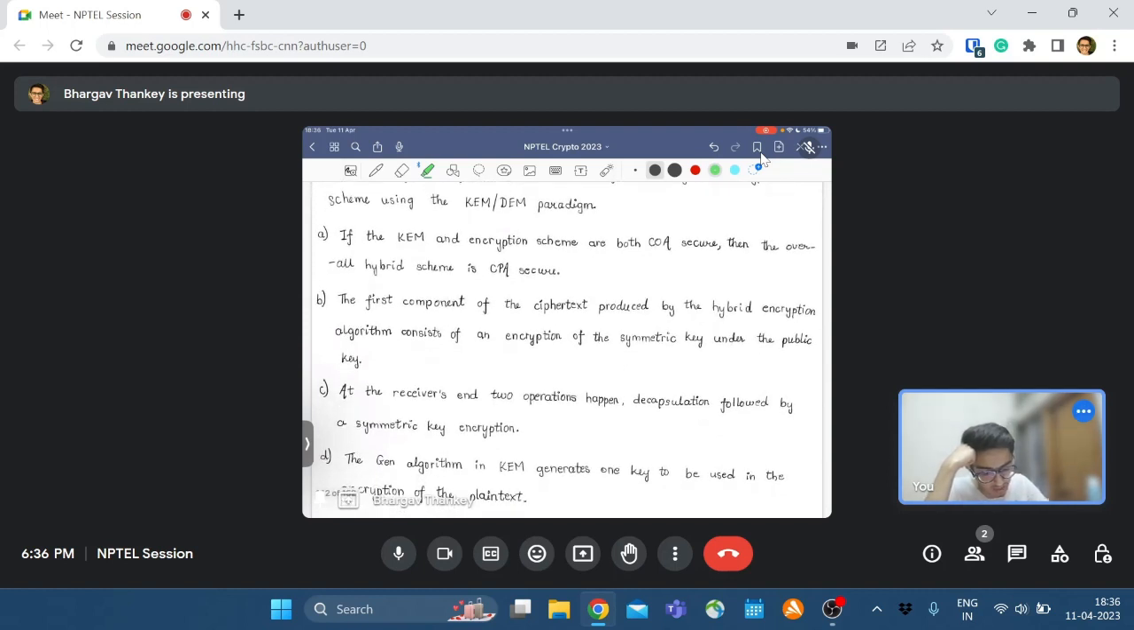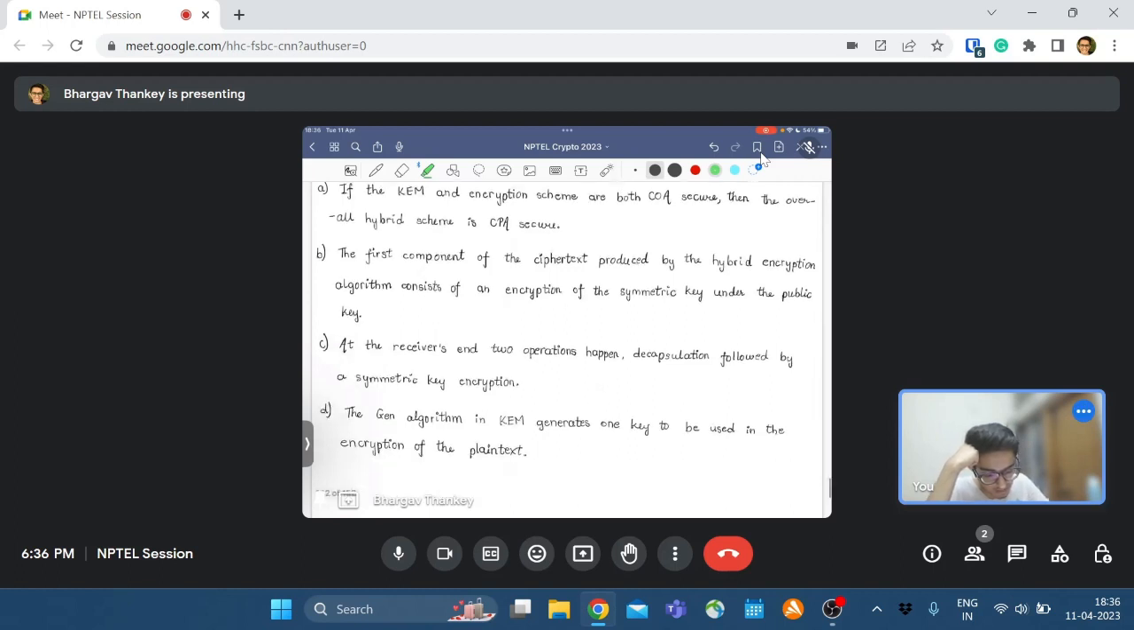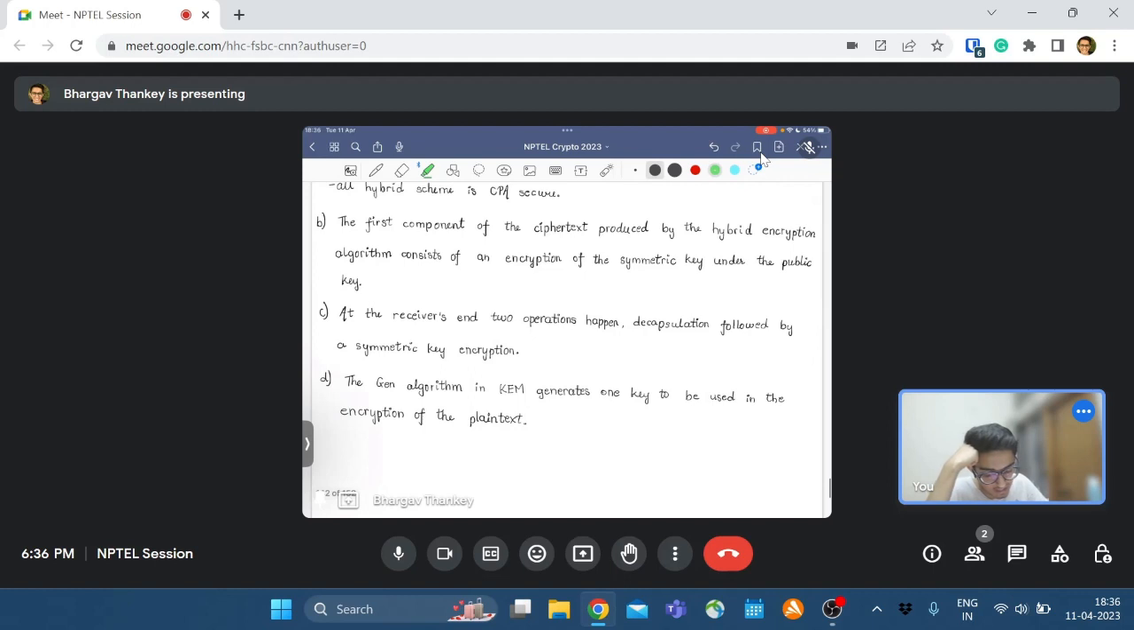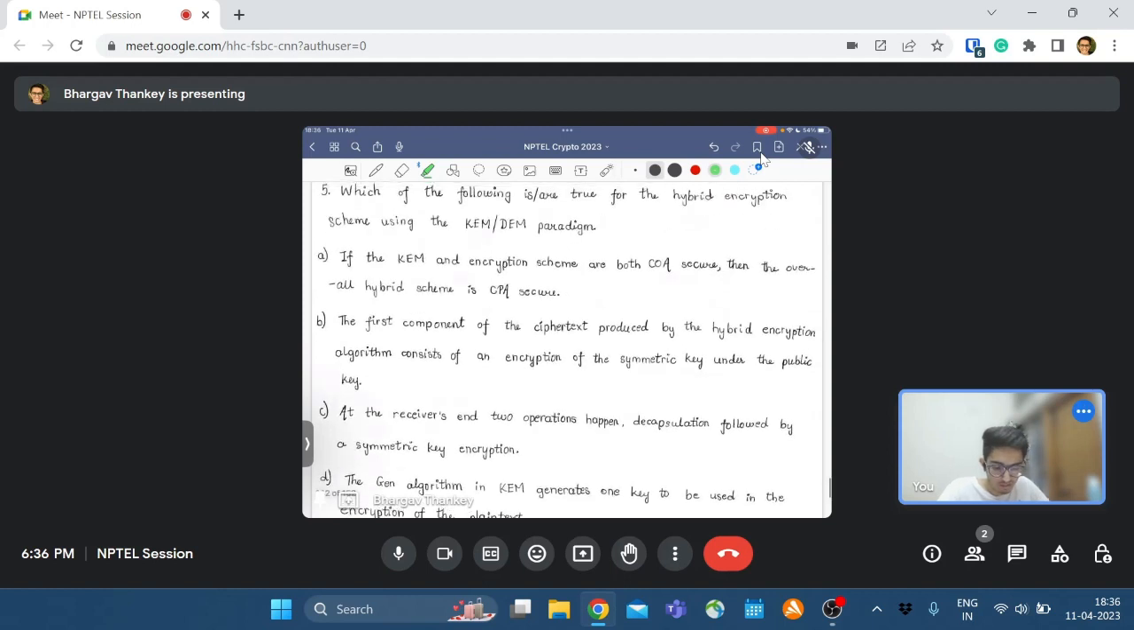Option B is the first component of the ciphertext produced by the hybrid encryption algorithm consists of an encryption of the symmetric key under the public key. Option C is at the receiver's end, two operations happen, decapsulation followed by symmetric key encryption. And option D is the GEN, that is the key generation algorithm in KEM generates one key to be used in the encryption of the plain text. So now let's look at which options are correct. Let's go through the options again.